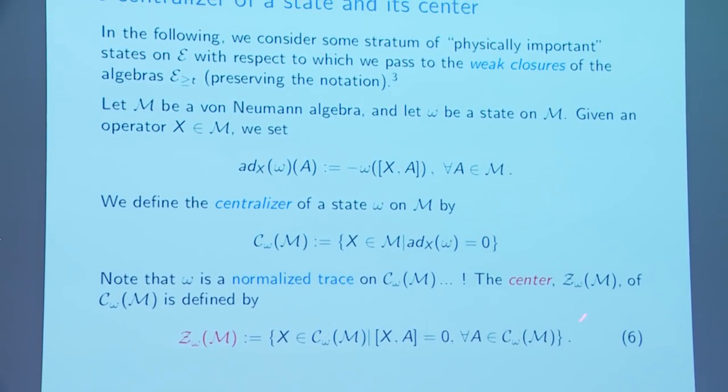The center Z sub omega of the centralizer is defined to be all operators in the centralizer C sub omega which commute with all other operators in the centralizer, as usual.